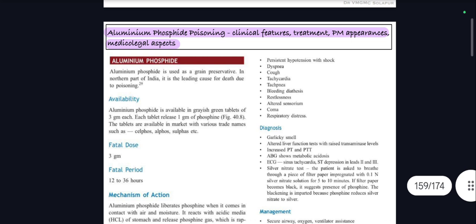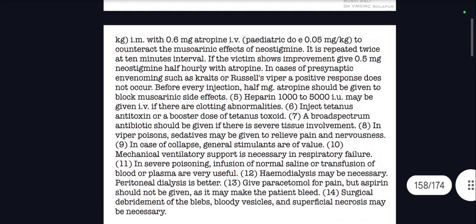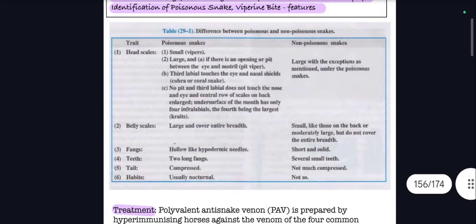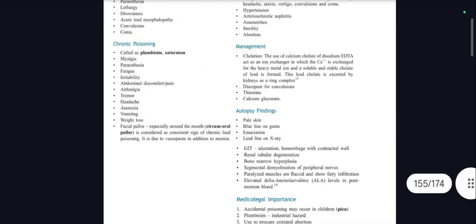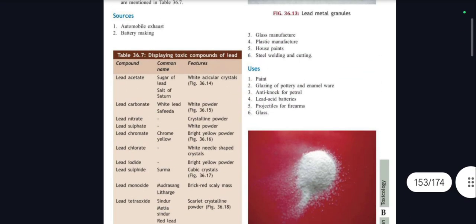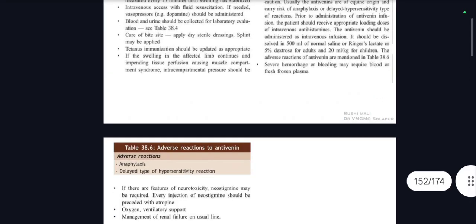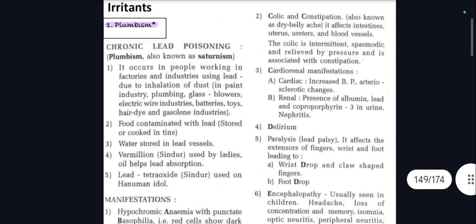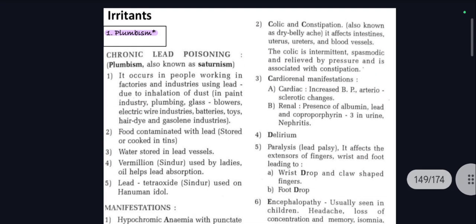So this was all about the irritants. We learnt about aluminium phosphide, the features, medicolegal importance, the very lengthy question of treatment and management regarding cobra bite and viper bite. Then we also learnt about lead poisoning, also an important question. We learnt about treatment of a snake bite victim and lead poisoning, plumbism, short note. So remember, A, B, C, D, E, F, G is the mnemonic.